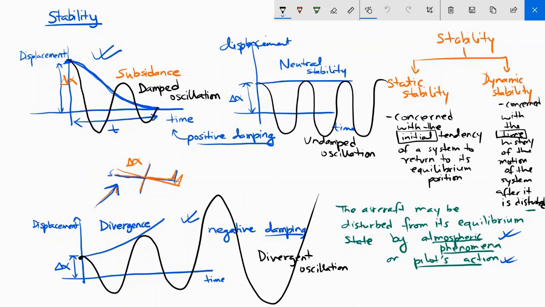So far we have only become aware about the different ways an aircraft may behave once it is disturbed from its equilibrium state. Okay, we have talked about its initial tendency, and this initial tendency characterizes the static stability, and we also talked about the time history of the system after it is disturbed, and this time history is related to the dynamic stability.